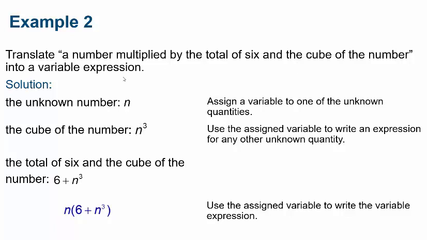Cube of that number. Well, that's going to be n cubed. So it's going to be a number multiplied. So it's the number right here multiplied by the total of 6. So the total tells me to sum 6 and the cube of that number. So the total of 6 and the cube of that number is 6 plus n cubed. So it's the number multiplied by, and then you have to put in parentheses because it's multiplying by it, 6 plus n cubed. Okay, so notice they didn't tell us the n here, but we just assigned that value that way.